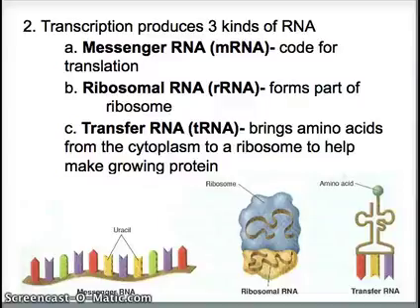Ribosomal RNA is also formed from transcription. This forms parts of the actual ribosome. And then finally, transfer RNA, or tRNA, is an important type of RNA that helps bring amino acids from the cytoplasm to a ribosome to help make a growing protein. So all three of these kinds of RNA are really important in translation, which is the next process that we'll talk about in just a moment.